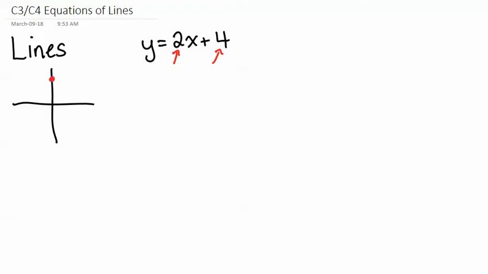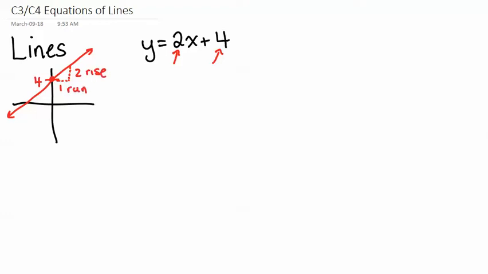So if I graphed this line, I know I have a point here, and then I know it's going up 2 over 1, rise over run. So my line looks like this, and I have a slope of 2 over 1. That's my rise, and that's my run. Okay, so I know that.